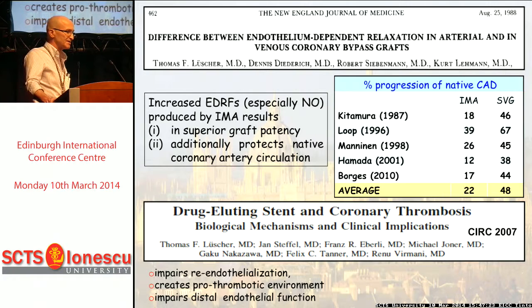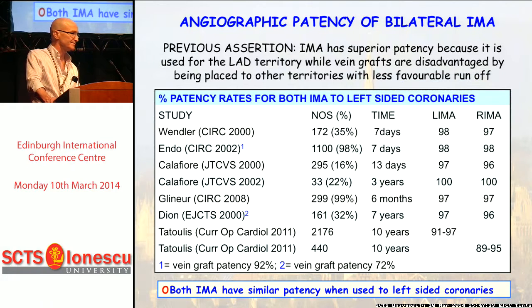And in 2007, Lucia then produced another paper in Circulation showing that if you place a drug-eluting stent in the proximal LAD, this impairs re-endothelialization, it creates a prothrombotic environment, and it impairs distal endothelial function.